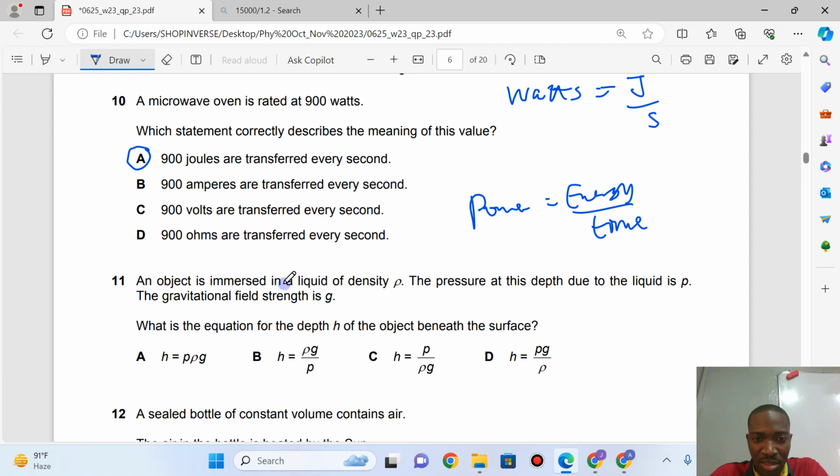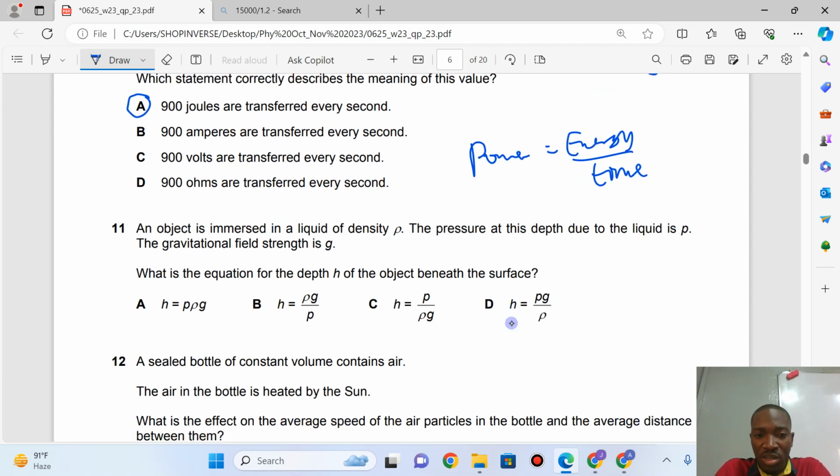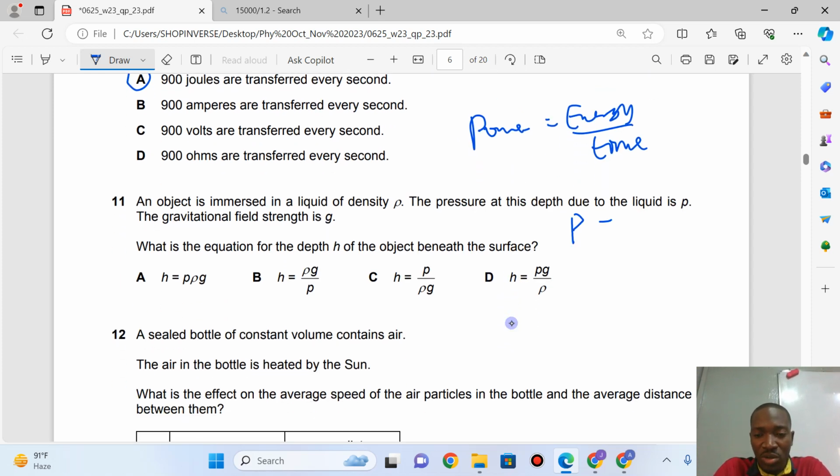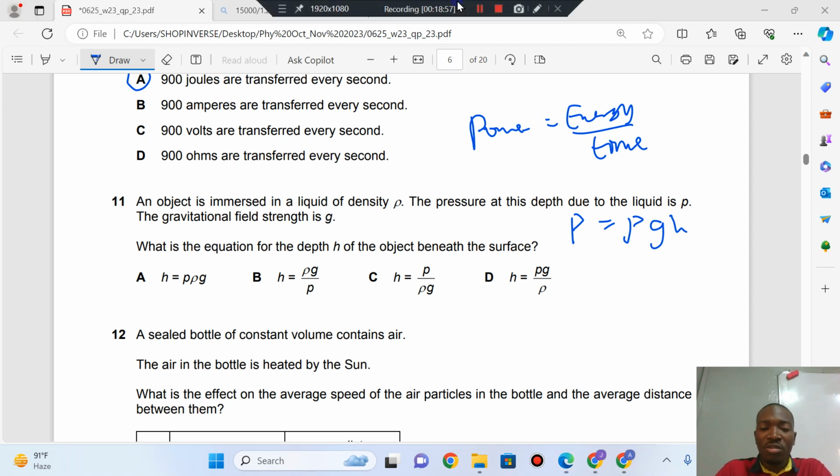An object is immersed in a liquid of density rho, this is density. The pressure at this depth due to the liquid is P. The gravitational field strength is G. What is the equation for the depth h of the object beneath the surface? And you know the formula for pressure in liquid is that pressure equals density times gravity times height. They now ask you, what is the equation for the depth h? How do you get the depth? You make the depth the subject of the formula.